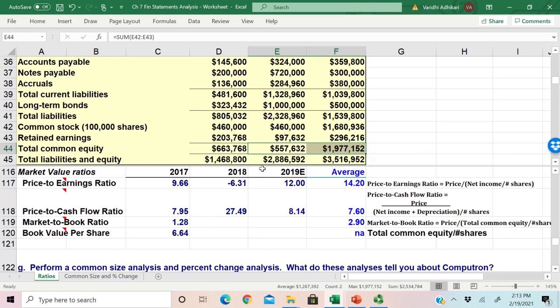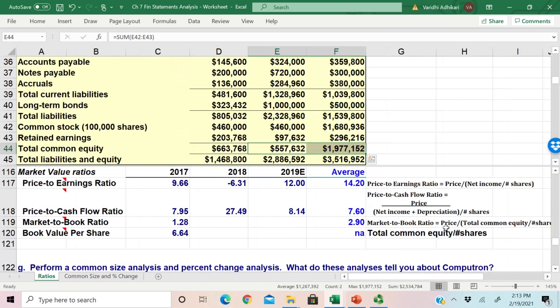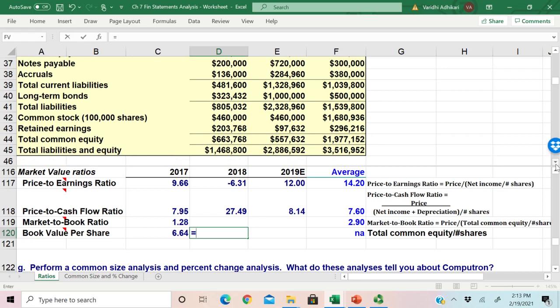So market to book ratio will be, on a per share basis, how much is the common stock worth. So total common equity divided by number of shares, and compare that to the price. Okay, so I'll do this for 2018. In fact, it's useful to do the second ratio first. The second ratio is book value per share. Book value per share is in the balance sheet. What is the value of equity holders on a per share basis?